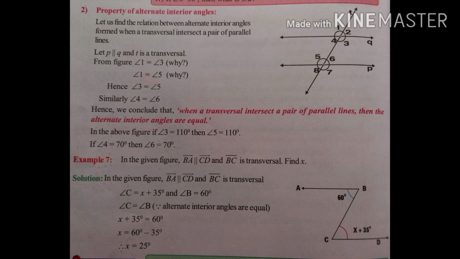So from the above condition, the alternate interior angles are the same. So angle C is equal to angle B, means x plus 35 degrees is equal to 60 degrees. Then taking plus 35 to the right side, it becomes minus 35 degrees. So x is equal to 60 minus 35. Then what we got? x is equal to 25 degrees.